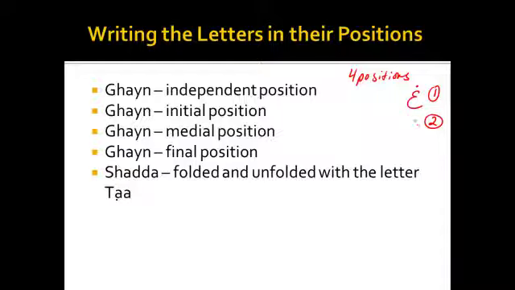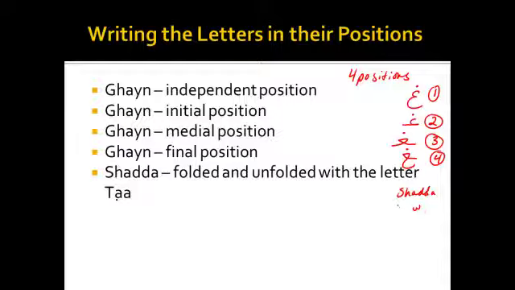And second, we have the Ghayn in the initial position, and it looks like this. Again, just like the Ayn, with a dot on top. And then in the medial position, the Ghayn will look like this. And in the final position, the Ghayn will look like this. Now the Shadda, here, we'll write here Shadda. The Shadda looks like this. A little W, as we had said, that sits above the letter.